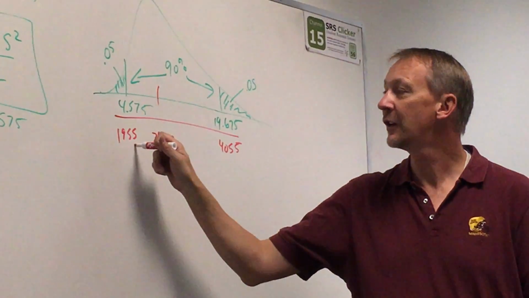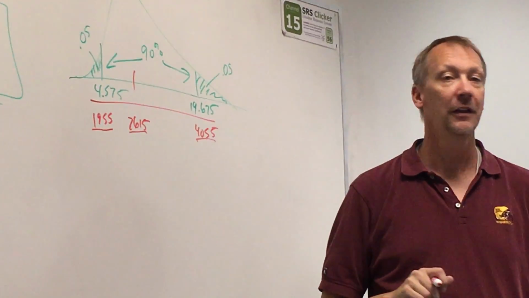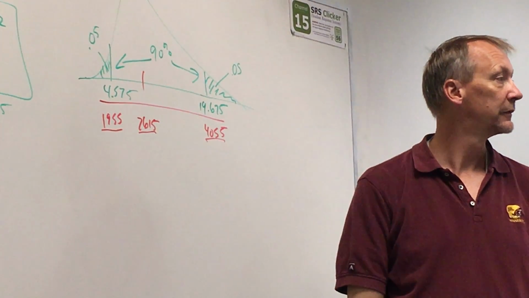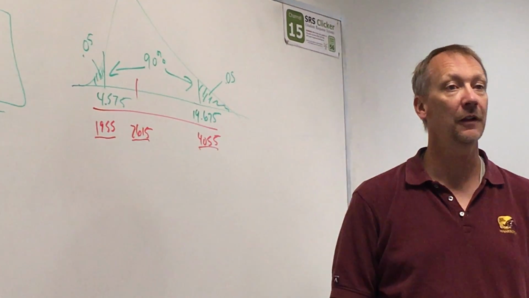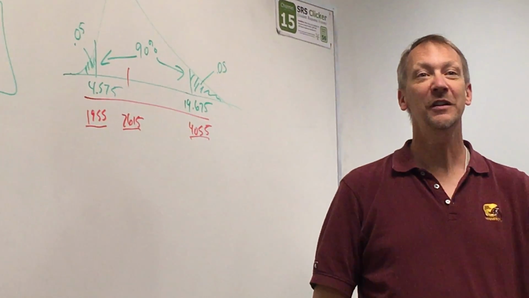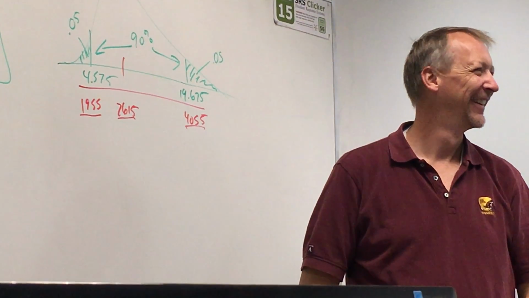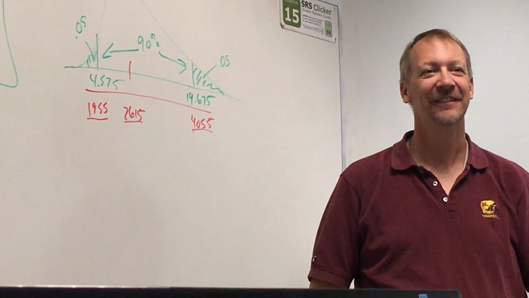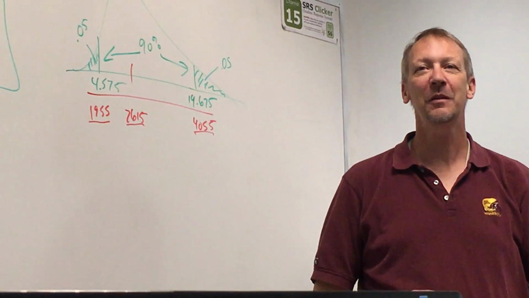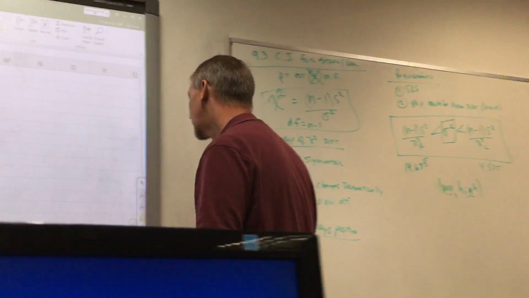Now notice here something. This number is much closer to that number than it is to that number. Why is that? Because it's not symmetric. It's not supposed to be symmetric. Who misses symmetry already? So this one's going to be a little bit goofy. Yes? I just missed that you got the 4.575. All right. Good question.